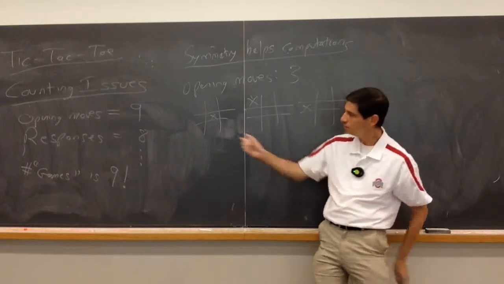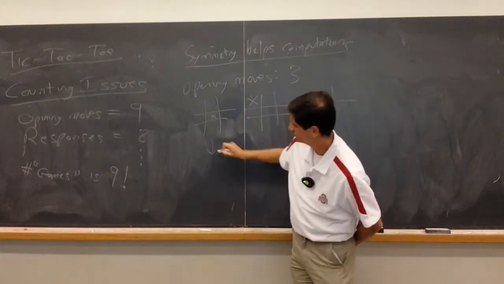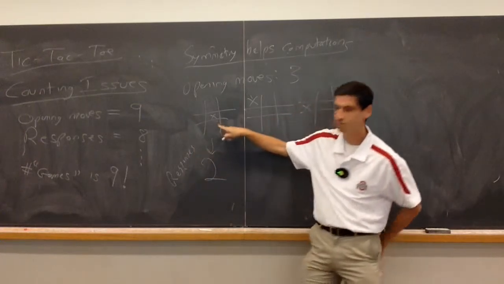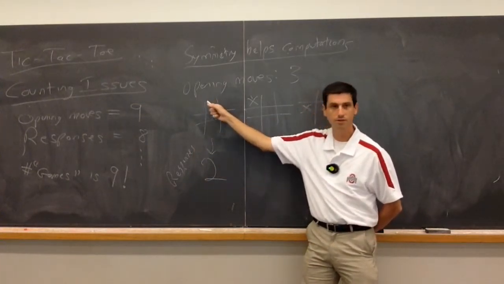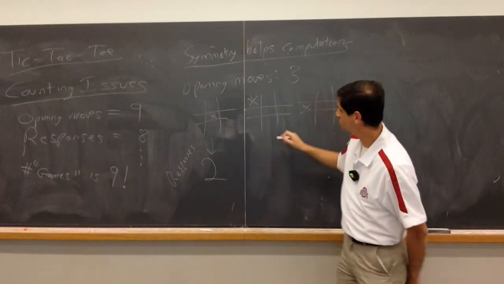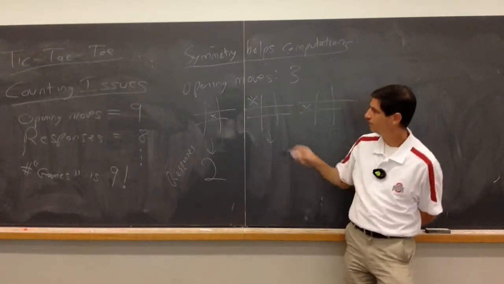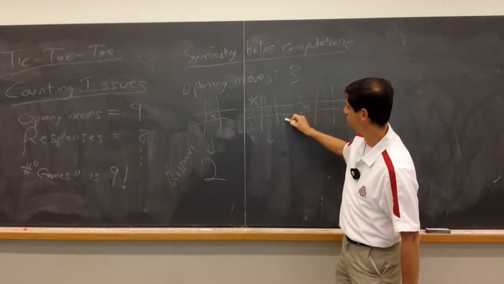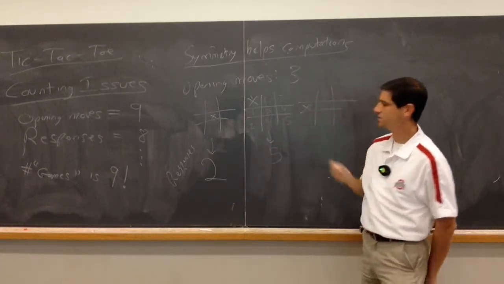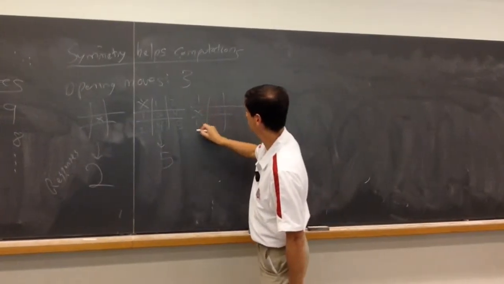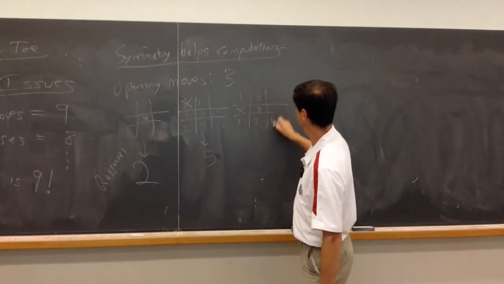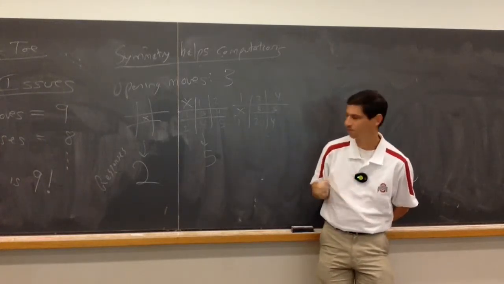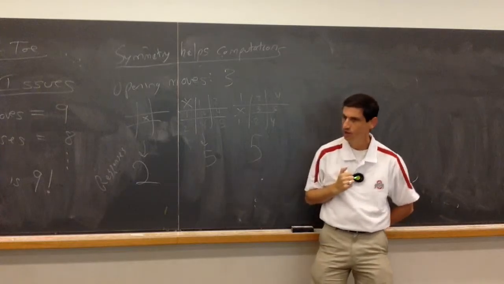How many responses are there? 2. So there's only 2 responses here. I can go in a middle, or I can go in a corner. How many responses are there here? 5. So that would be the first response, the second response, the third response, the fourth response, the 5th response. And how many responses are here? 5. Does it matter which one I call 1, 2, 3? Not at all.